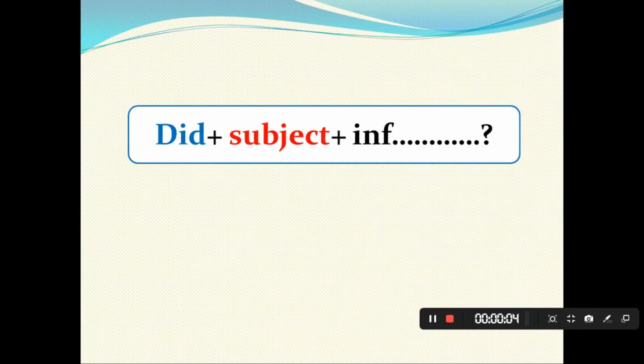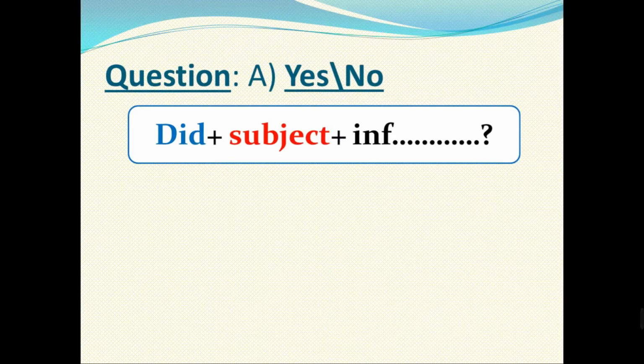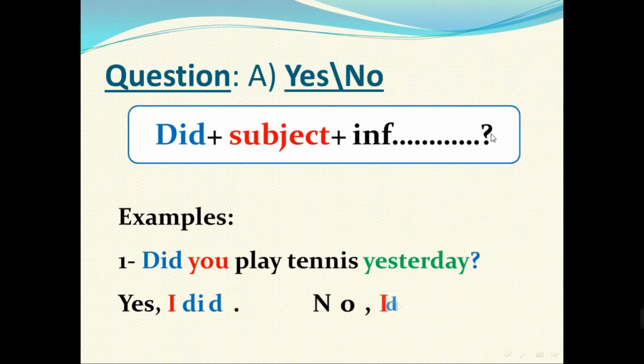Now, let's show the form of the yes or no question. Question: did plus subject or any pronoun plus infinitive, and don't forget the question mark here. Example: did you play tennis yesterday? Yes, I did. Or no, I didn't. Like here, did plus subject pronoun you plus infinitive play. And here we have a keyword of the past simple tense, yesterday.